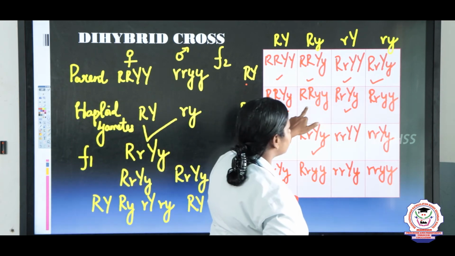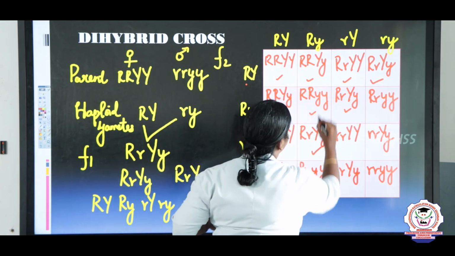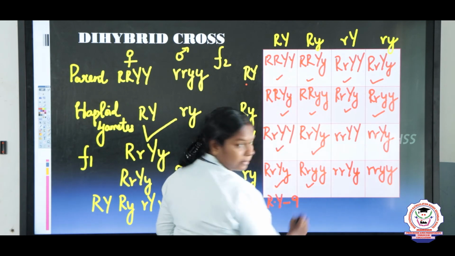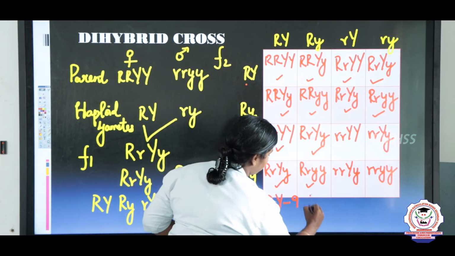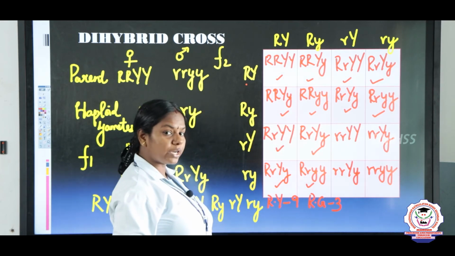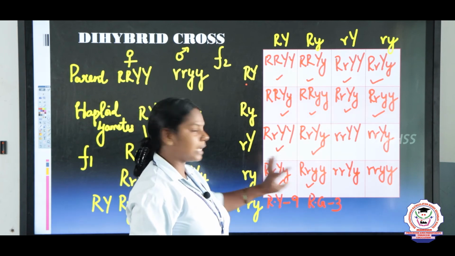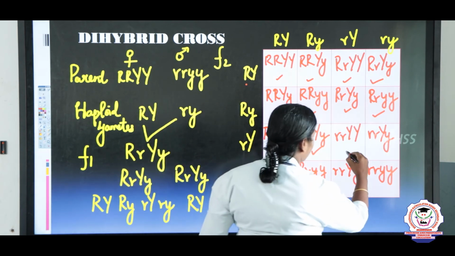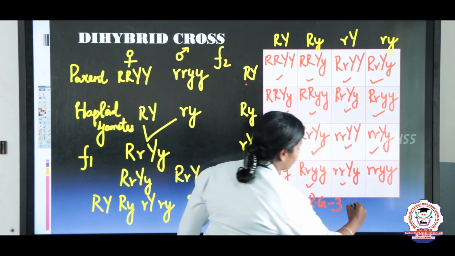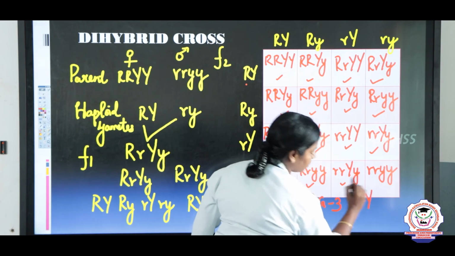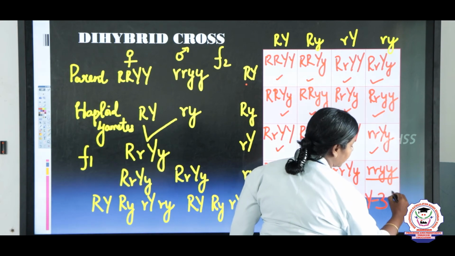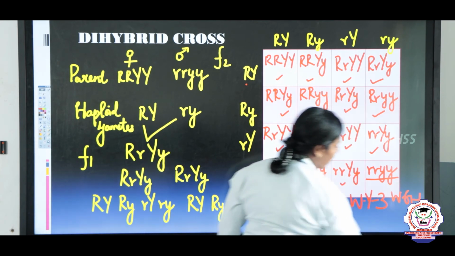And now we are going to see round green. Round green is this, right? 1, 2 and this one, 3. So round green is 3. And now we are going to see wrinkled yellow. Wrinkled yellow 1, 2 and 3. So wrinkled yellow 3 and wrinkled green. Wrinkled green is 1.